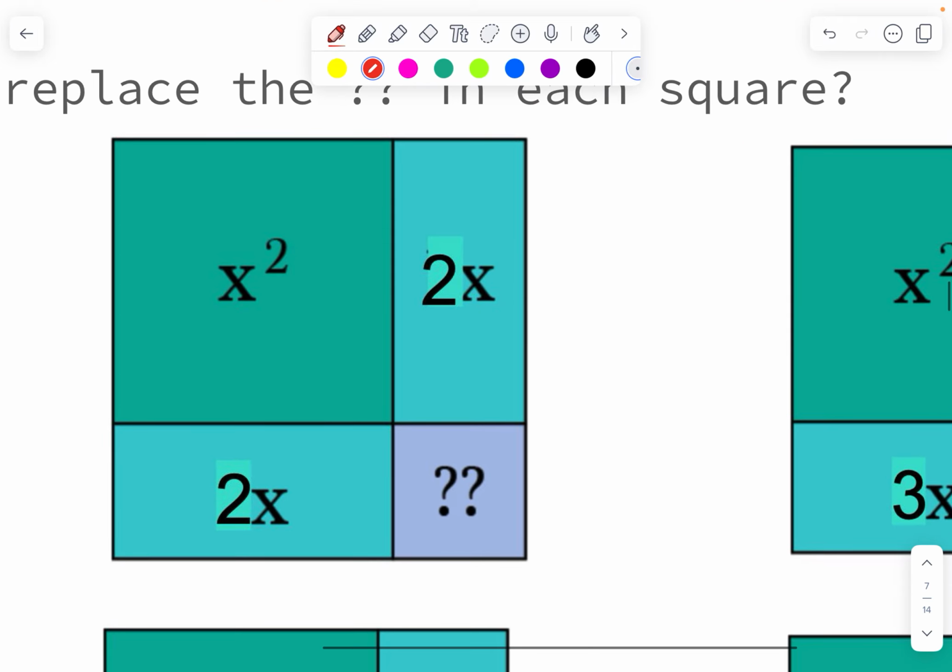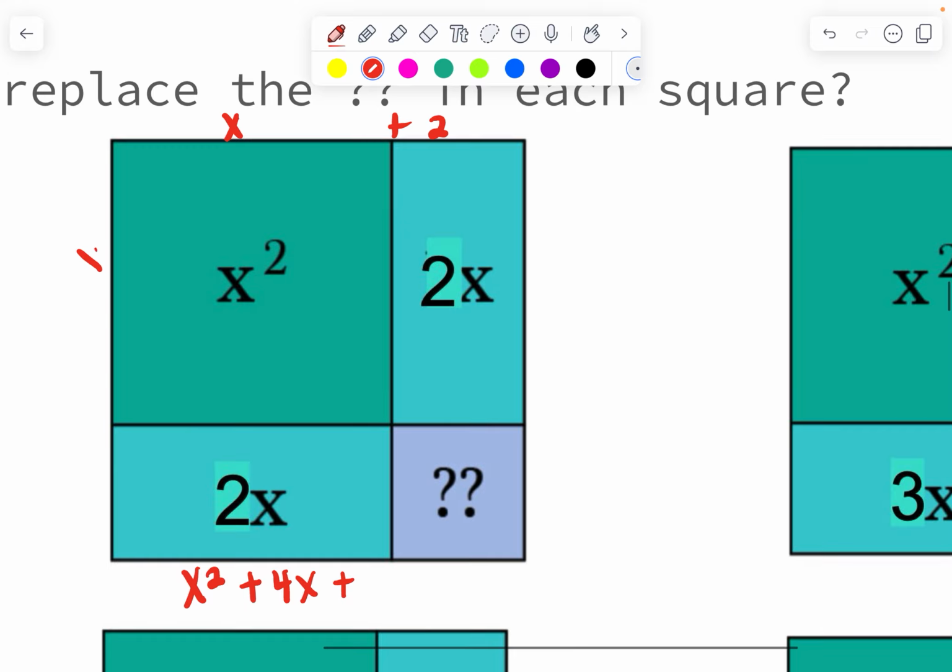Let's look here. I know this would be x squared plus 4x plus something. We need to figure out what that something is. As it stands right now, this is x plus 2 on the top and x plus 2 on the side, which means if we do 2 times 2 together, the question marks would be 4. So that's 4.